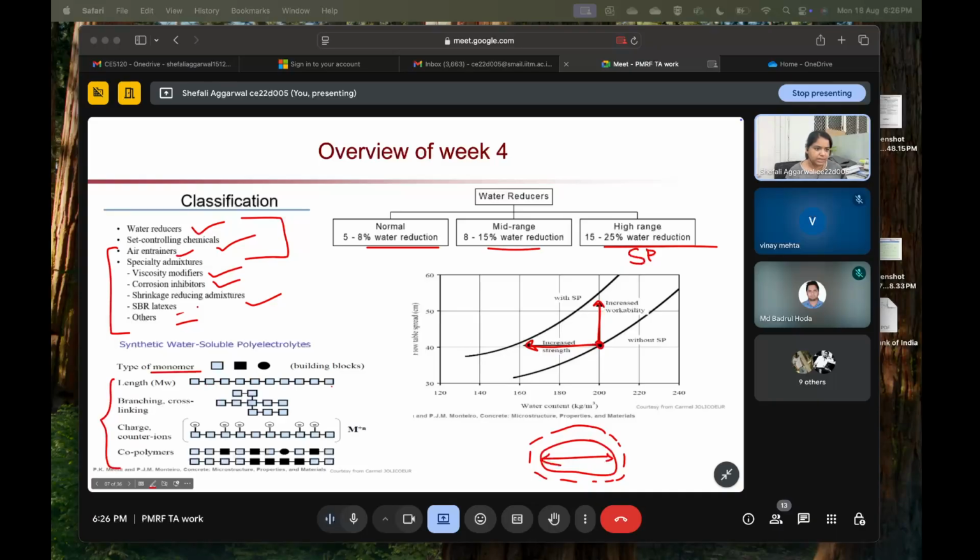So this is linear, this is branching or cross linking, and this is if it encounters any charge, then it is charged with counter ions. And then if there are multiple types of monomers connected with each other in a chain, cross linking, anything, then they are called copolymers.